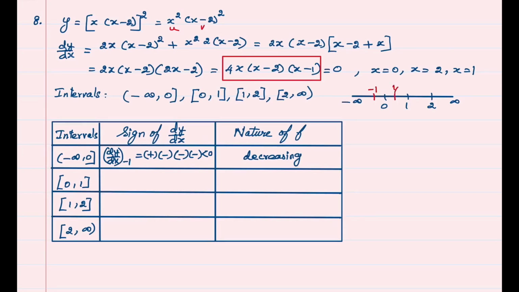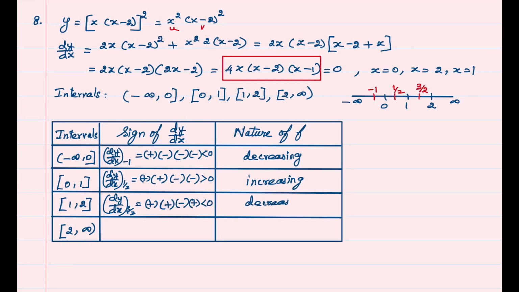From the second interval, we will substitute half. dy by dx at half. 4 is positive, x is positive, half minus 2 is negative, half minus 1 is also negative. Therefore, the product is greater than 0. The function y is increasing in this interval. From the third interval, we will take 1.5, which is 3 divided by 2, dy by dx at 3 by 2. 4 is positive, x is positive, 3 by 2 minus 2 is negative, 3 by 2 minus 1 is positive. Therefore, the product is less than 0. The function y is decreasing in this interval.